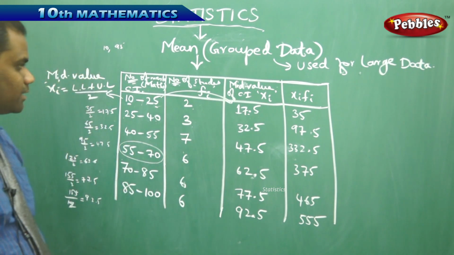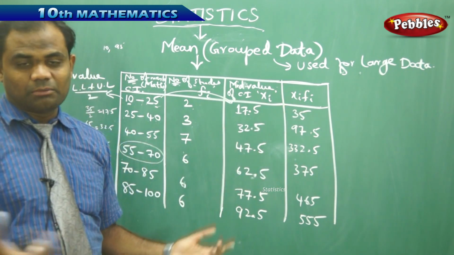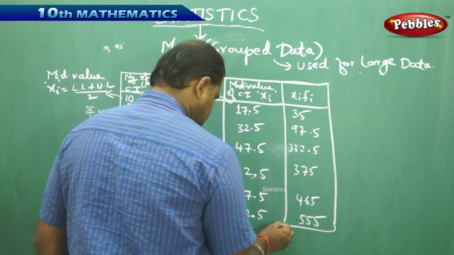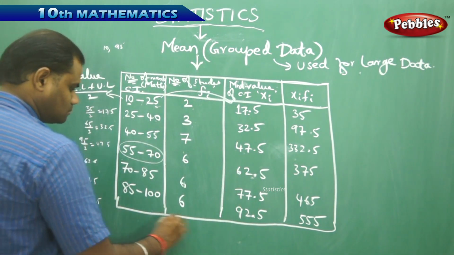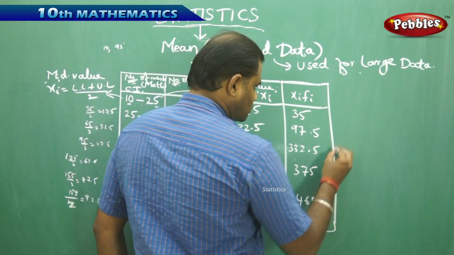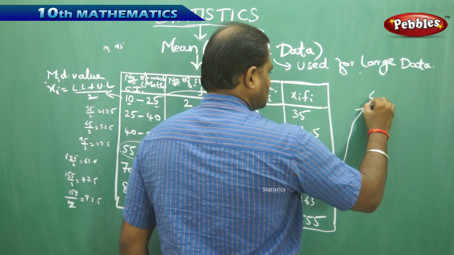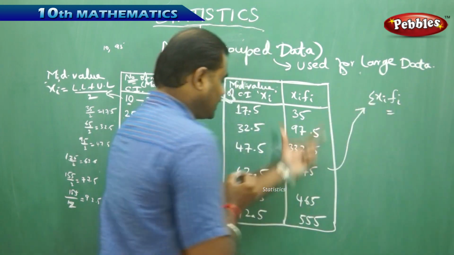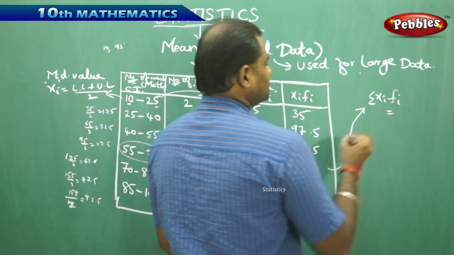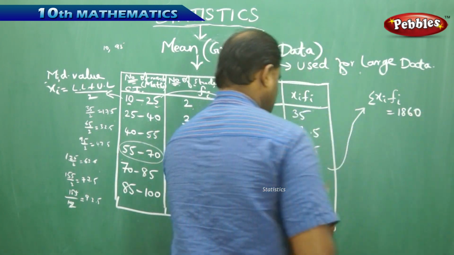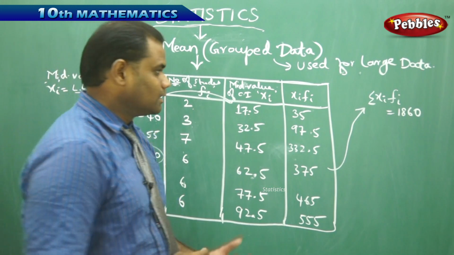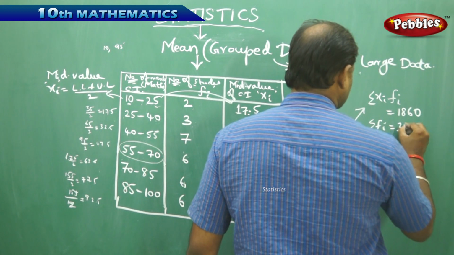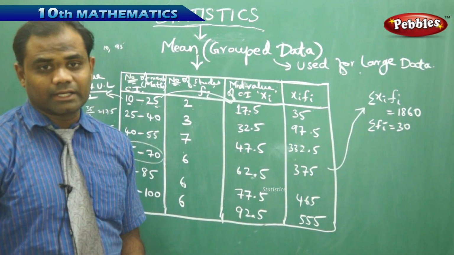So once I have obtained my xi and my xi fi, I'm almost done with my mean, because from this table I get the total, sigma xi fi. When I add each of these values, I get 1860. Similarly, when I add the frequencies, sigma fi, I get 30, which was already obtained in the previous example.